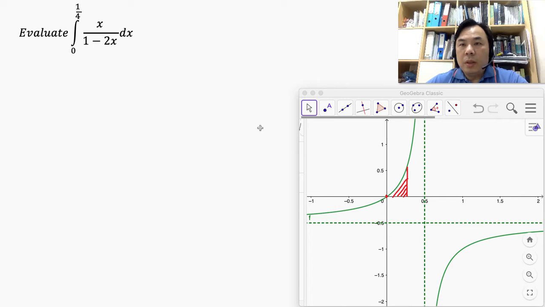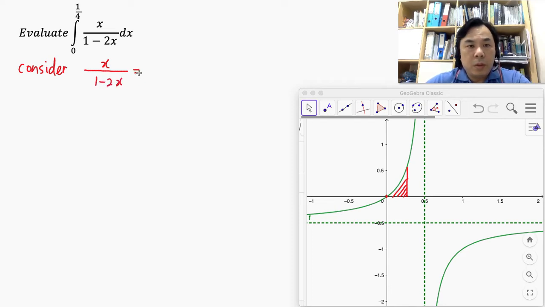How do we integrate this using partial fraction? Okay, now let me erase this. We're going to work out the partial fraction first before we start to integrate it, right? Now the partial fractions, let's consider this expression before we start with the integration.